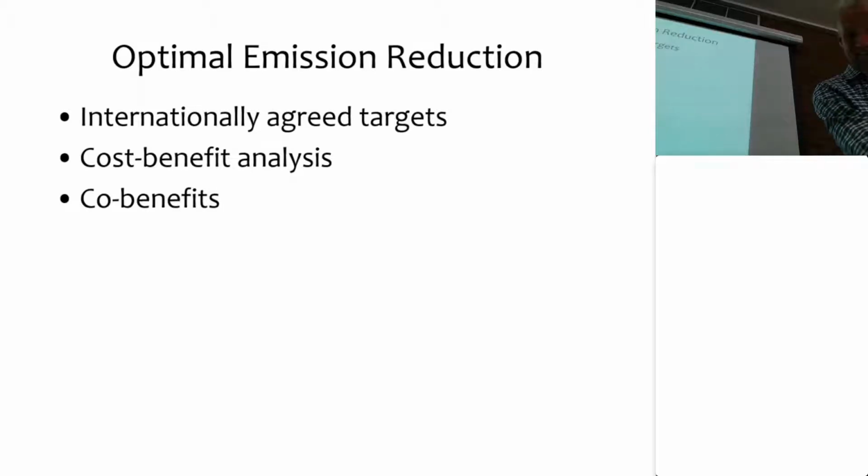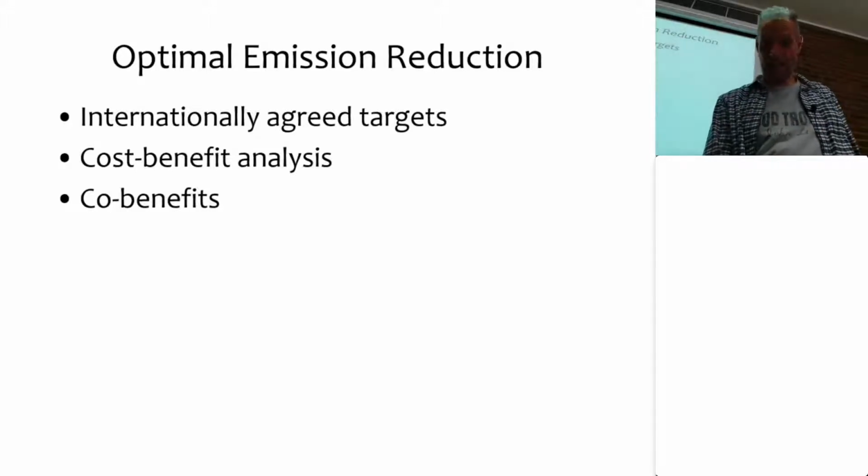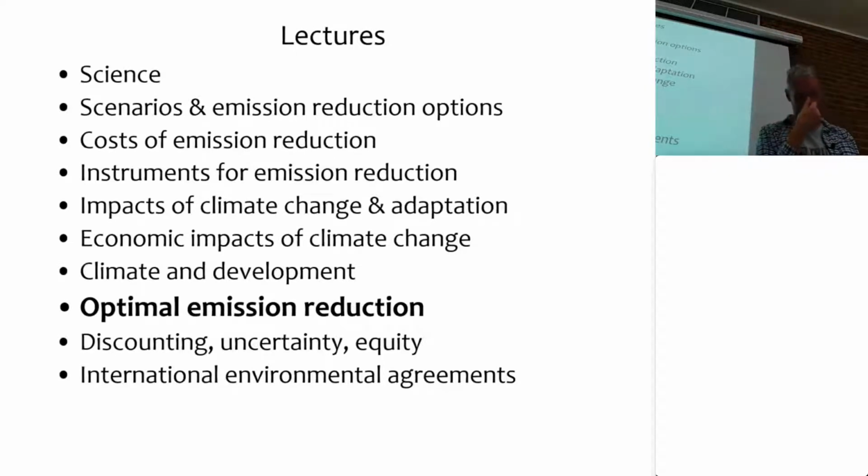So, we've reached the final part of the module. We're going to talk about optimal emission reduction. And today I'm going to talk about three things: international agreement on targets, cost-benefit analysis, and co-benefits. And this is where we are in the sequence.